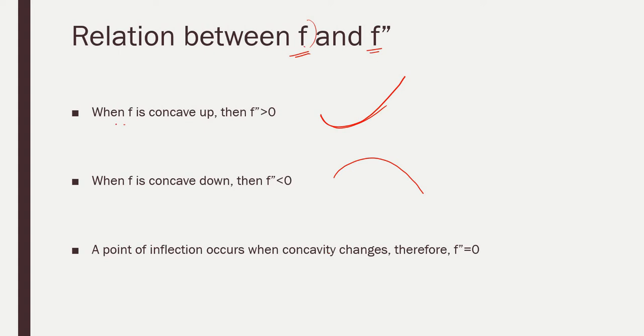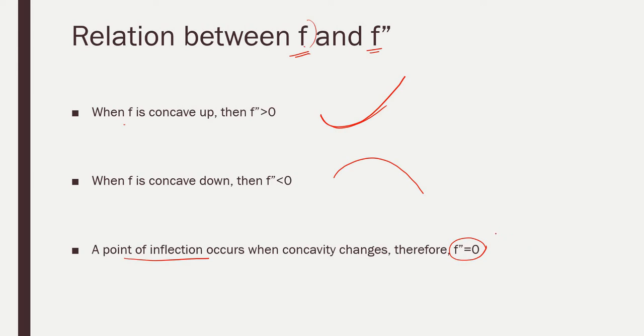So this is going to be the relationship from f to f double prime, and you'll see how this builds in a second. A point of inflection occurs when concavity changes. So when concavity changes, f double prime is 0. So from f to f prime, we were looking at maximums and minimums, which created a 0 in the first derivative. Now in our function, the point of inflection causes a 0 in the second derivative.